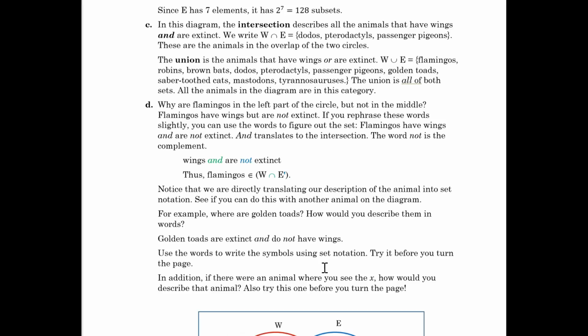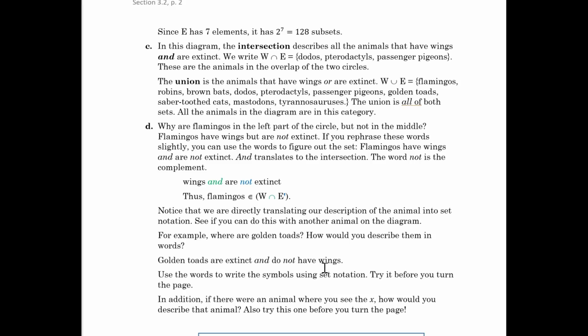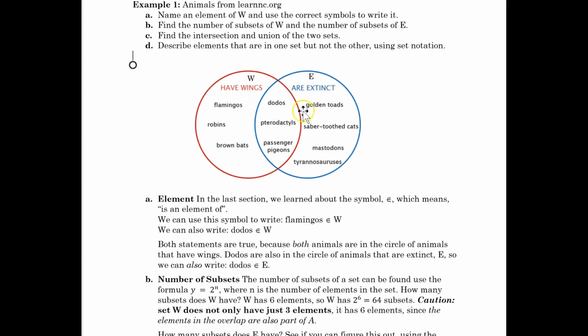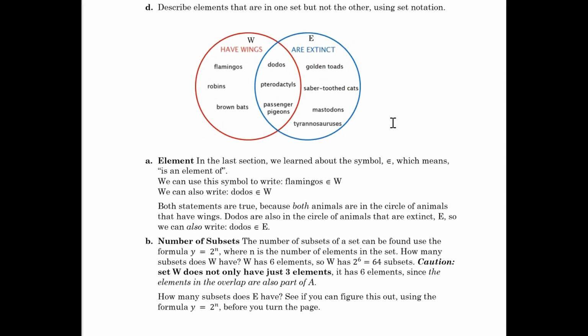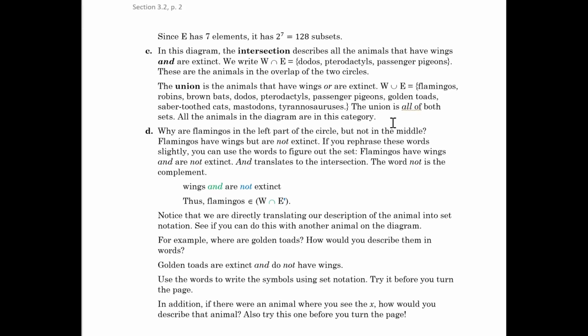So here's one last question for you. Two last questions, sorry. Where are golden toads and how would you describe them? These are animals that are extinct and do not have wings. So going back up here, golden toads are extinct, but they don't have wings. How would you use the same idea we just used here to write that? See if you can pause the video and try it out.